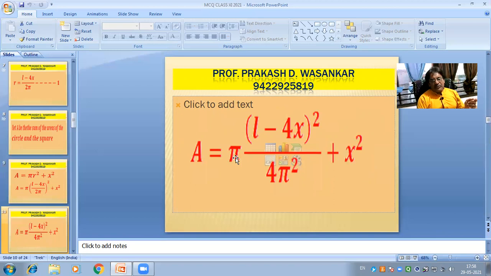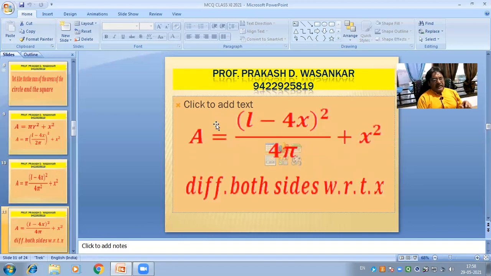So here A is equal to (L minus 4x) whole square upon 4 pi, square plus x square. Then in this step, one pi gets cancelled. So we get A is equal to (L minus 4x) whole square upon 4 pi plus x square. In the next step, here we write A is equal to (L minus 4x) whole square upon 4 pi plus x square. Then here we find the first order derivative.